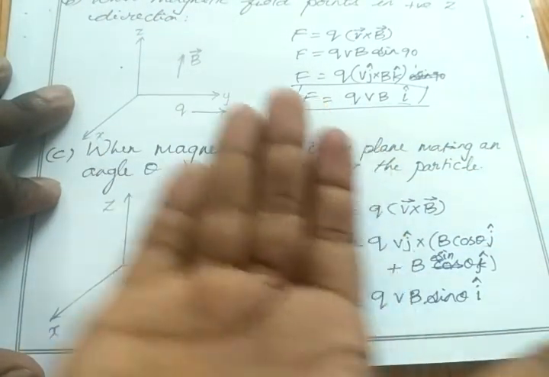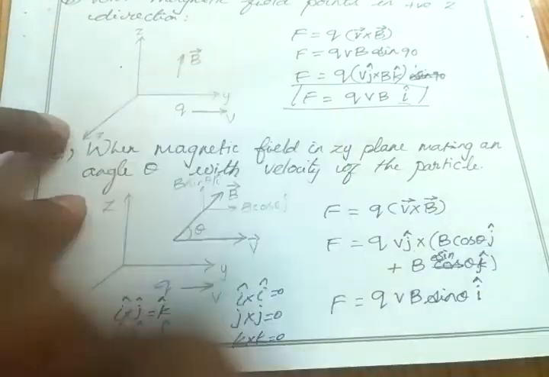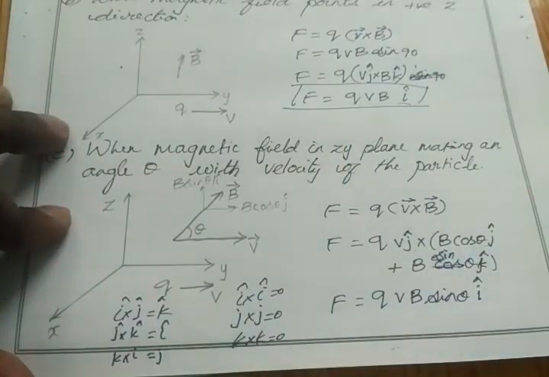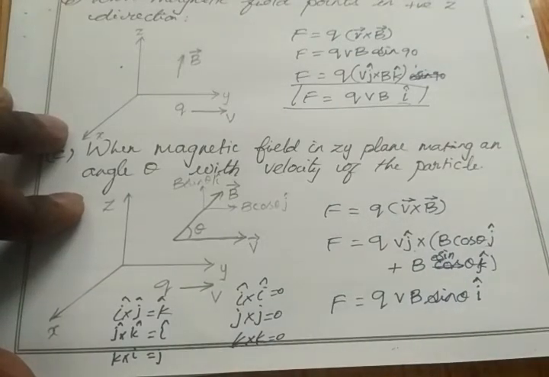This is the direction of velocity. This is the direction of the magnetic field. I have the magnetic field like this. My palm shows upwards, so upwards I have the positive x-axis. For the positive x-axis I put i. Okay, we got the same answer.